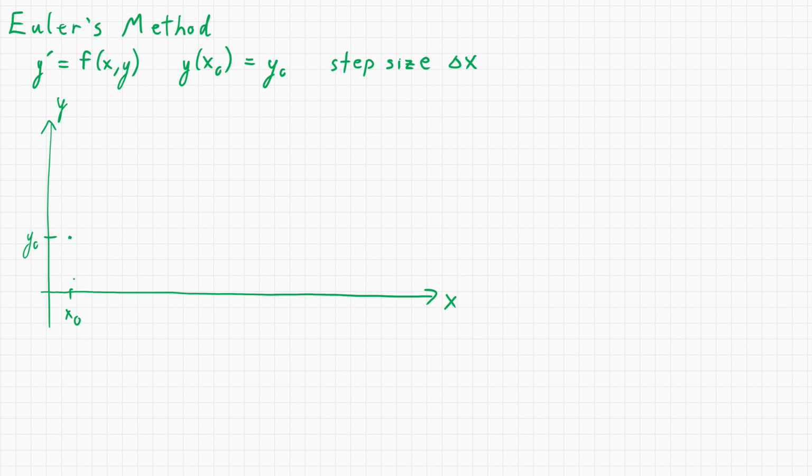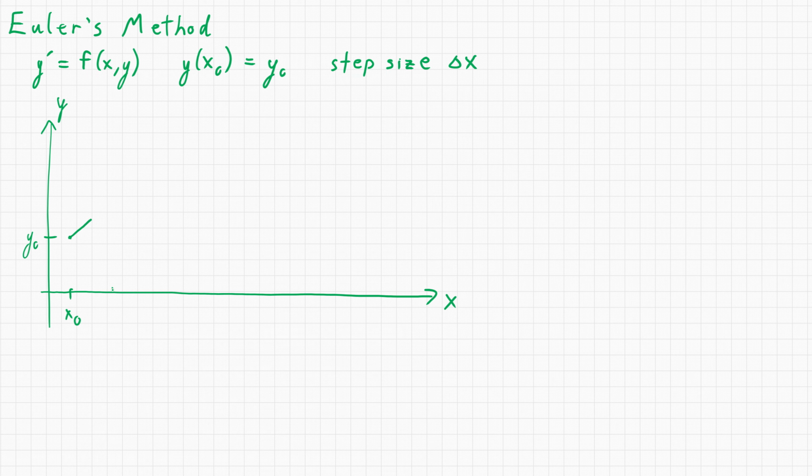So on this graph, we've got x sub 0, we've got y sub 0, we've got the point at x sub 0, y sub 0. At this point, we have this y prime equals f of x comma y. If we plug in x naught and y naught, we get some sort of slope. So let's say that slope is that. So the idea then is we're going to take the slope there, follow along that slope line, and keep doing that until we get to the next point here.